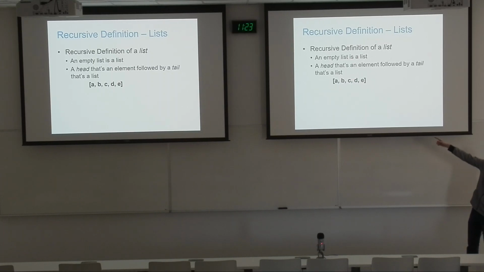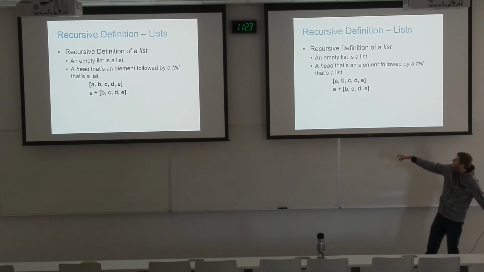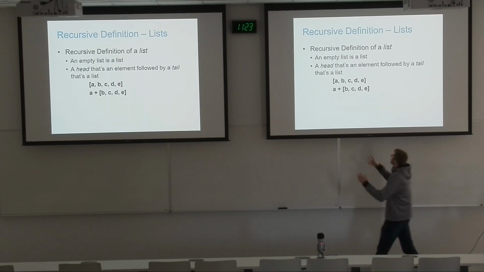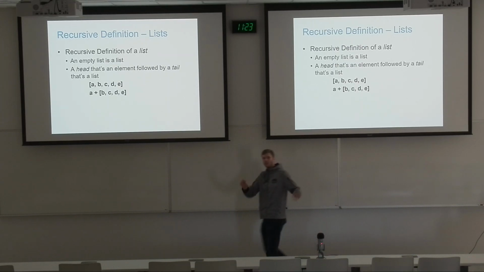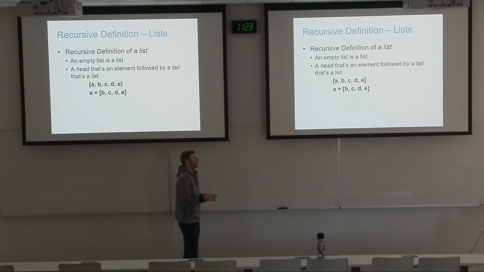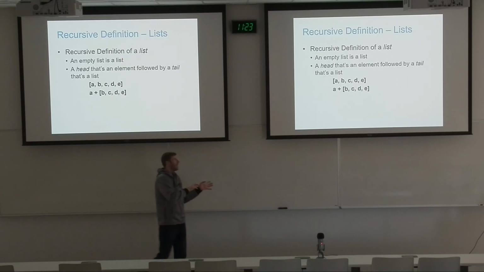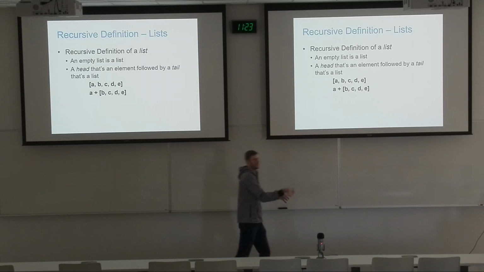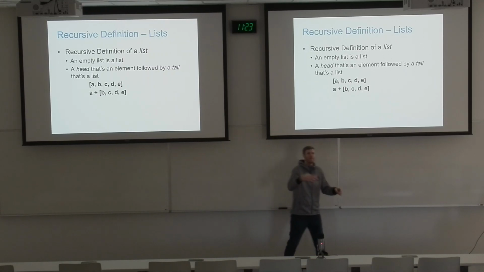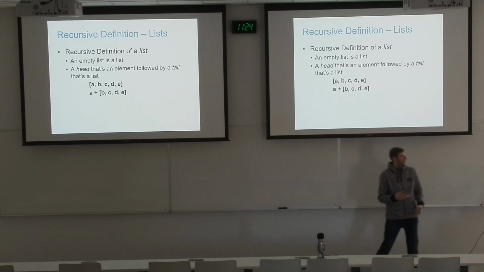So we've got our A, B, C, D, and E. Well, is A, B, C, D, and E a list? That's our question. So, is that an empty list? No. But it's a head followed by a tail. So we can take the A out, the head out, and then we have the tail, which is the rest of the list. B, C, D, and E.